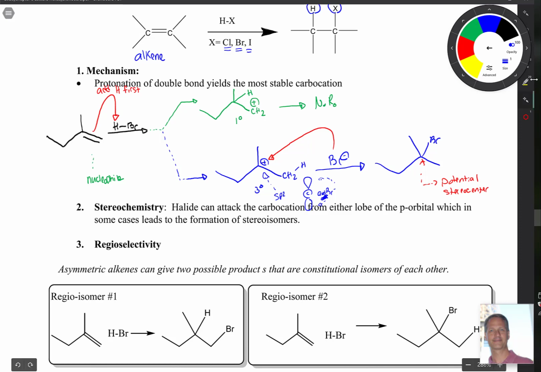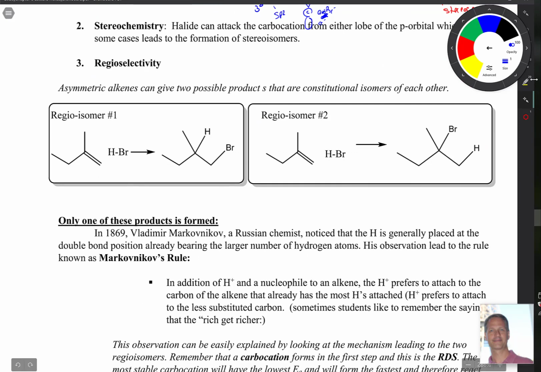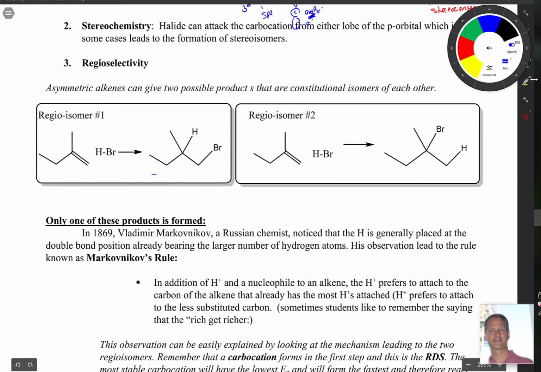As far as regioselectivity, that's where does the H go? We saw only one of the products is formed. Regioisomer number 1 would give you this. Regioisomer number 2 would give you that. To get this one, you have to go through that top pathway, which means you would have had to form that as your intermediate. Forming regioisomer number 2 goes through this, and that's the more stable intermediate. That's the isomer that's formed. Again, we know that kind of instinctively.